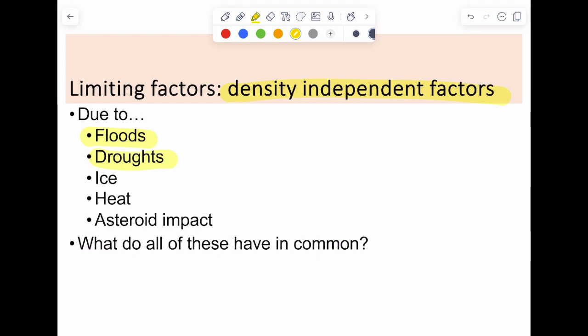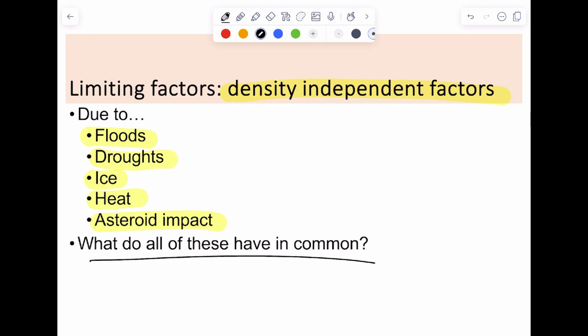If we run out of food and water, it doesn't matter how big that city is, you're running out of food and water. If we freeze over, doesn't matter how big the city is, you froze over. If we're all burning up, doesn't matter how big it is, we're done for. Big space rock goes and hits and we go kaboom. Doesn't matter how many of us there are, it's still big space rock hitting and we go kaboom. These are all density independent.